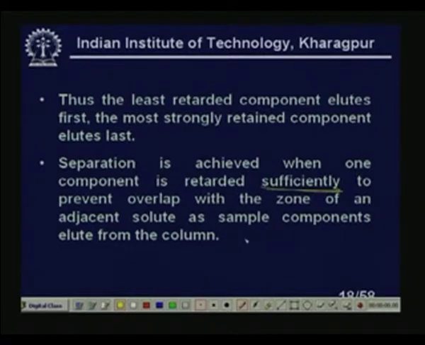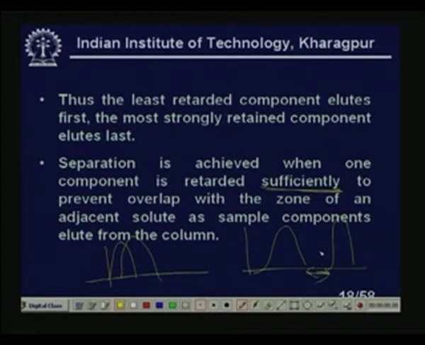We will see later that the peaks will come like this. However, if the curves look like this, it is very difficult to separate. That is the reason we say sufficiently to prevent overlap. So, there is a sufficient gap or time with the zone of an adjacent solute as sample components elute from the column.